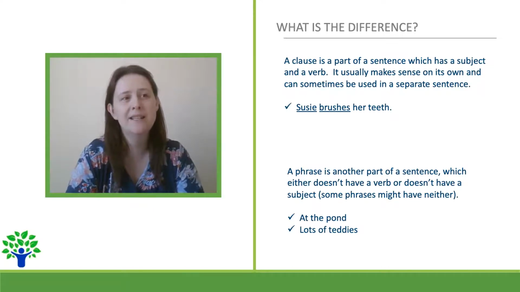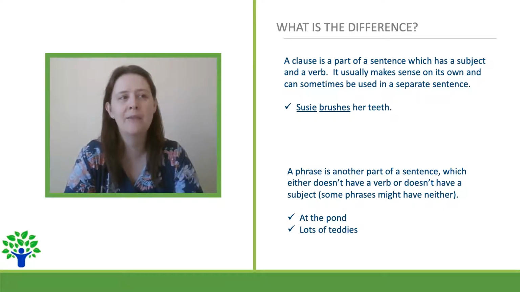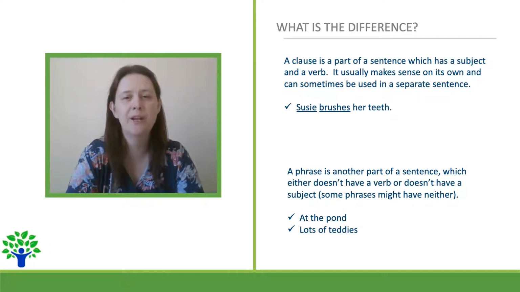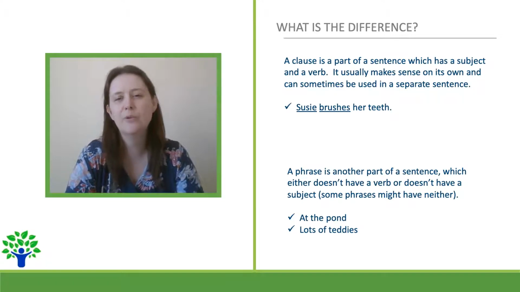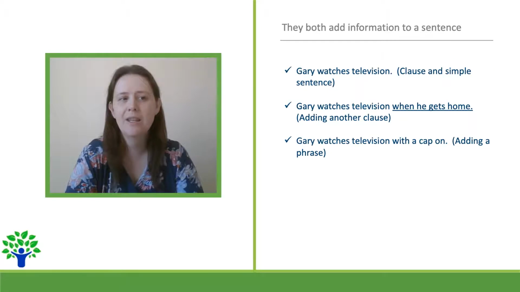It can be part of a sentence, but it doesn't have to have a verb and it doesn't actually have to have a subject. And some phrases might not have either. So for example, something like "at the pond" doesn't have a subject or a verb. And "lots of teddies" is called a noun phrase. The noun in that is teddies. They both add information to a sentence.